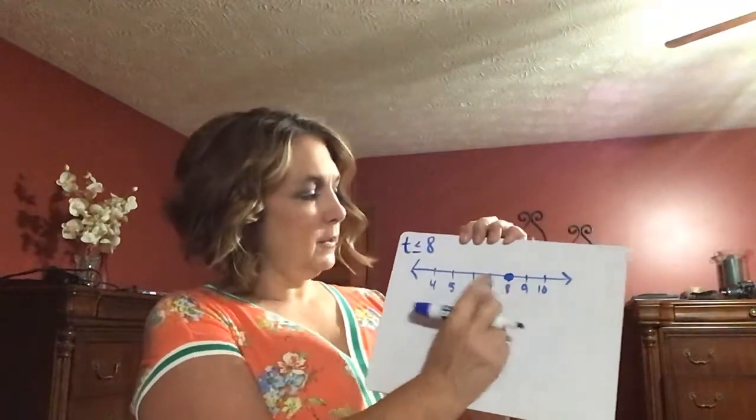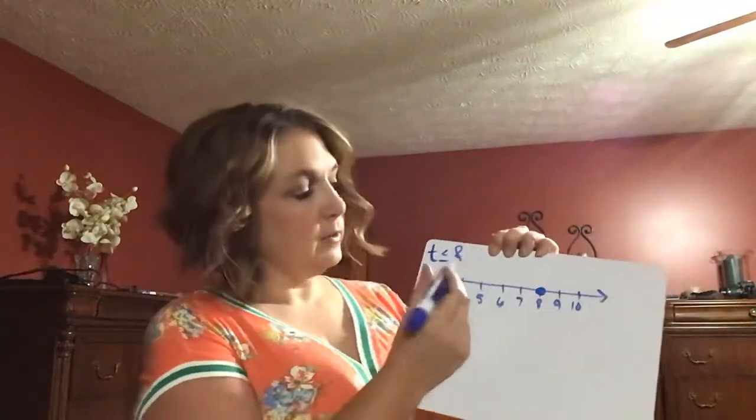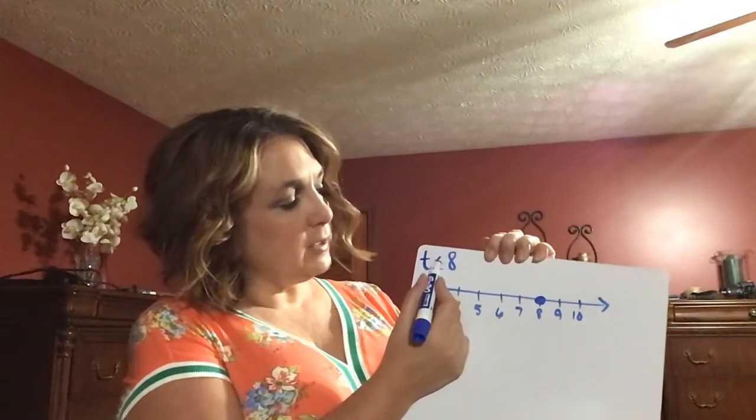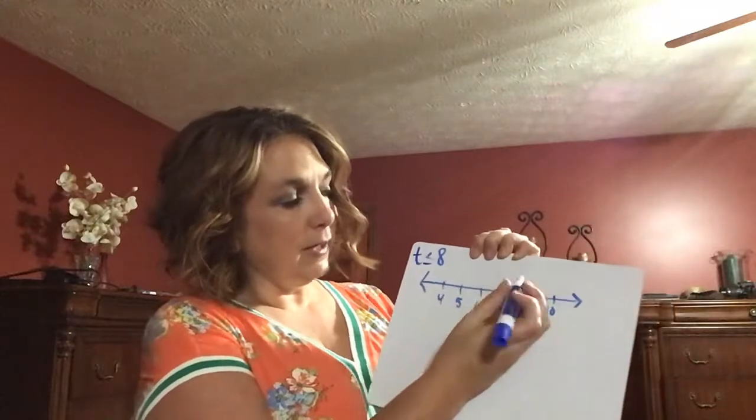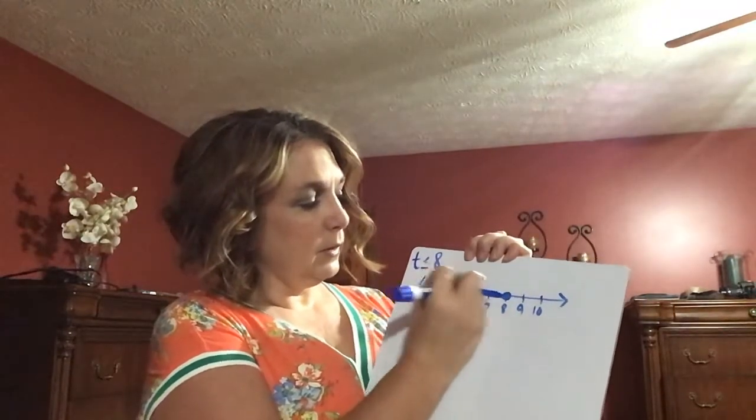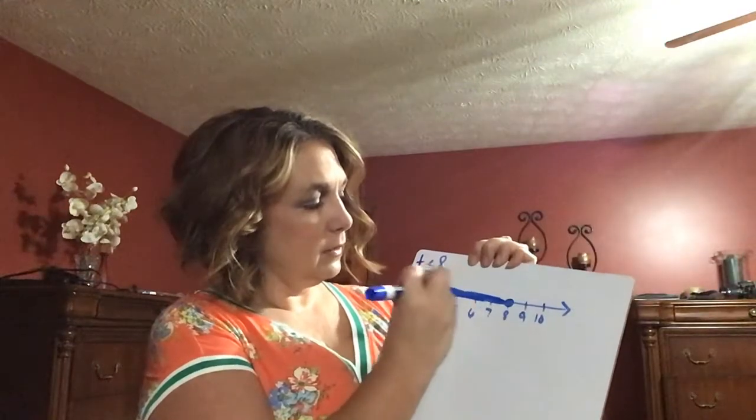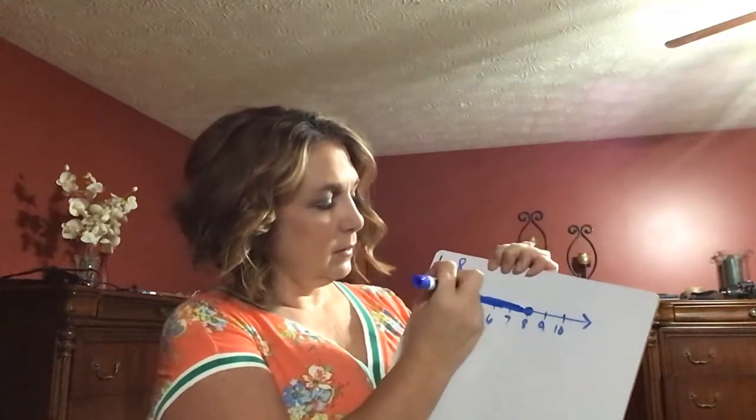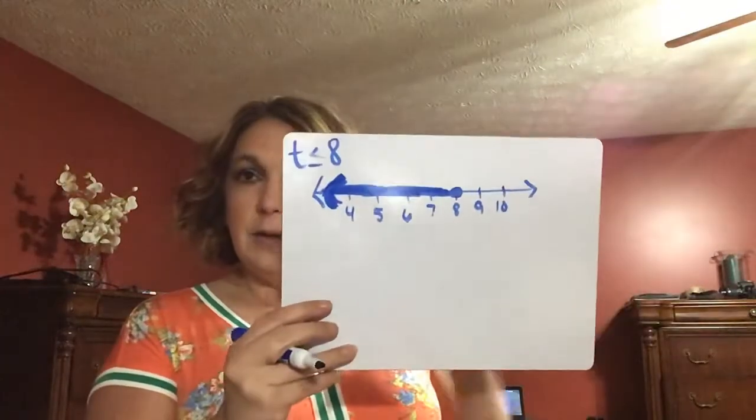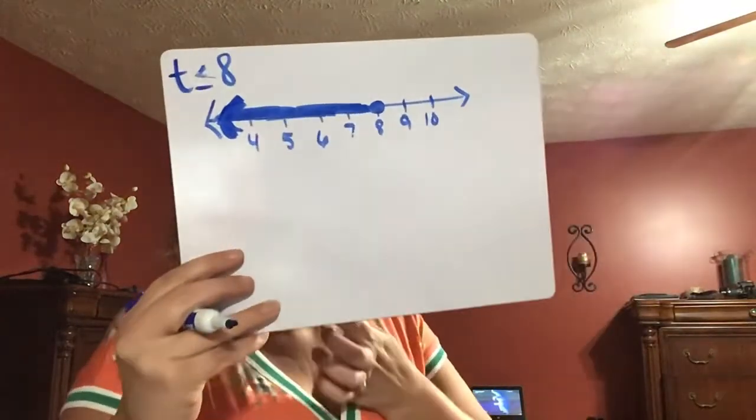And it says less than or equal to, so it's going to go to the left. And if you notice, when the inequality is written this way, it points me in the direction I need to go. It tells me I need to go left. So here we go, I'm going left. T is less than or equal to 8.